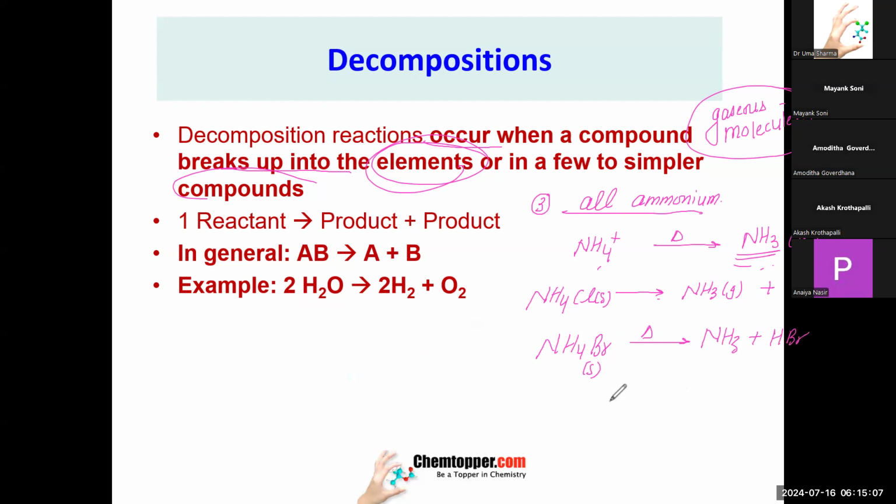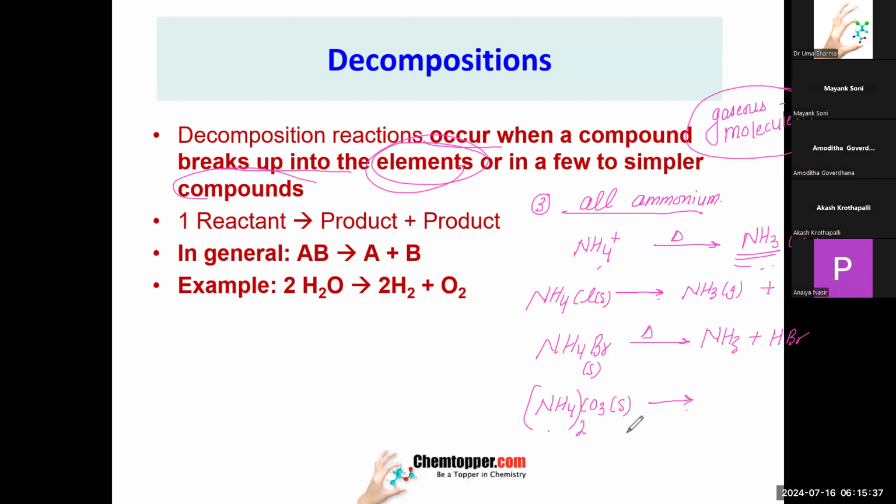Now I'm including the carbonates also. All carbonates undergo decomposition. Ammonium carbonate. So this time you're going to decompose ammonium. You're going to decompose carbonate also. What's the product? Think about it and take care of the hydrogens also. Yes? Anyone?